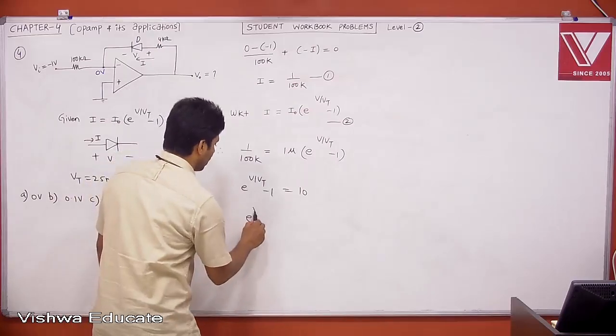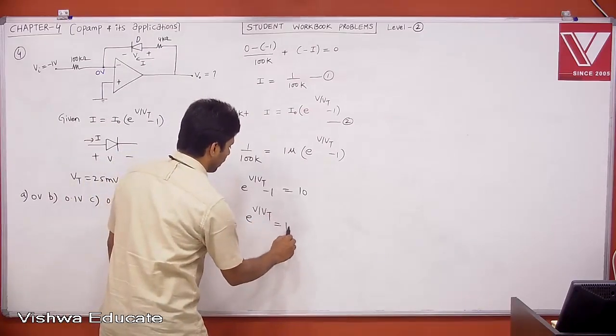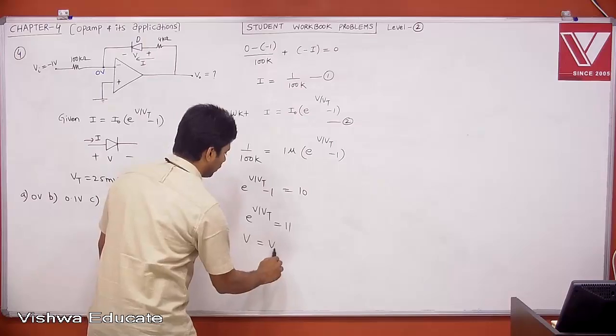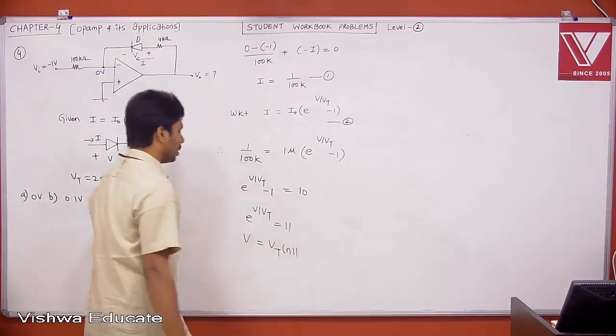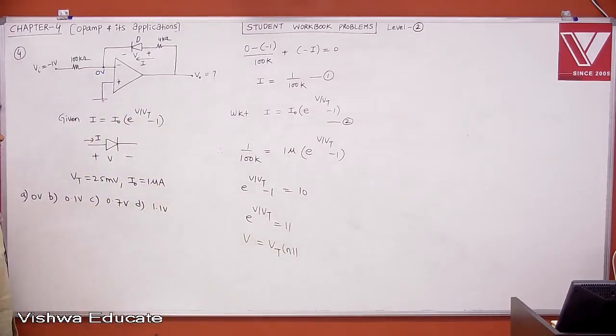Then what is e to the power of V by Vt? E to the power of V by Vt is equal to 11. Then V is equal to Vt ln 11. That is the voltage across the PN junction diode.